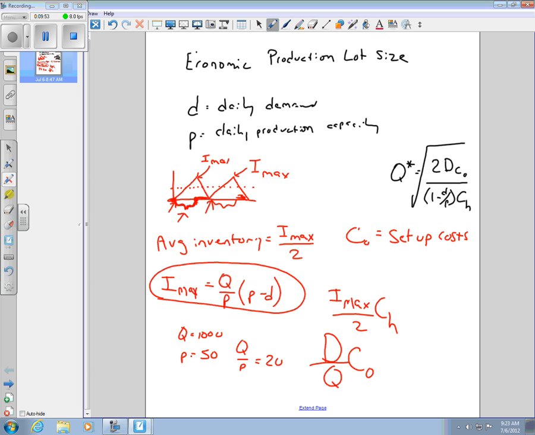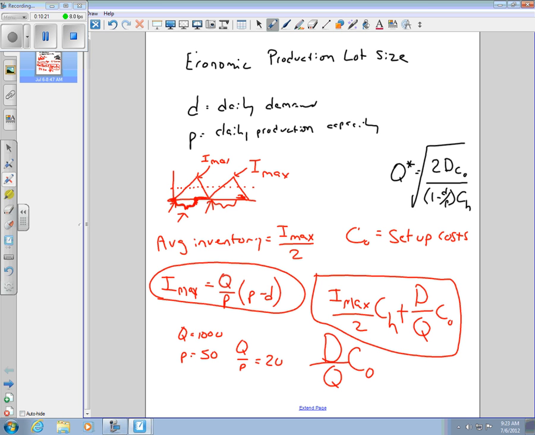Maybe that involves cleaning equipment or setting up equipment to do a particular thing. And that has some cost. There's probably some labor involved, perhaps some parts, etc. So setup cost, the CO. If you add these two together, I've got my holding cost plus D over Q times setup cost. This is my total cost.